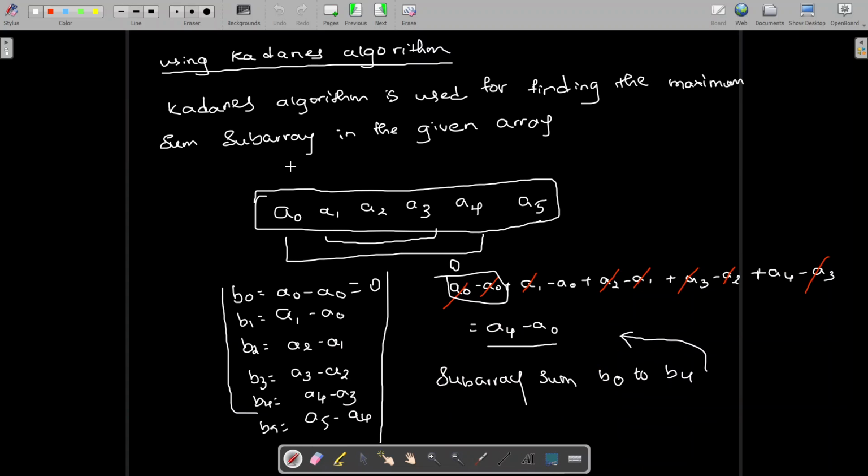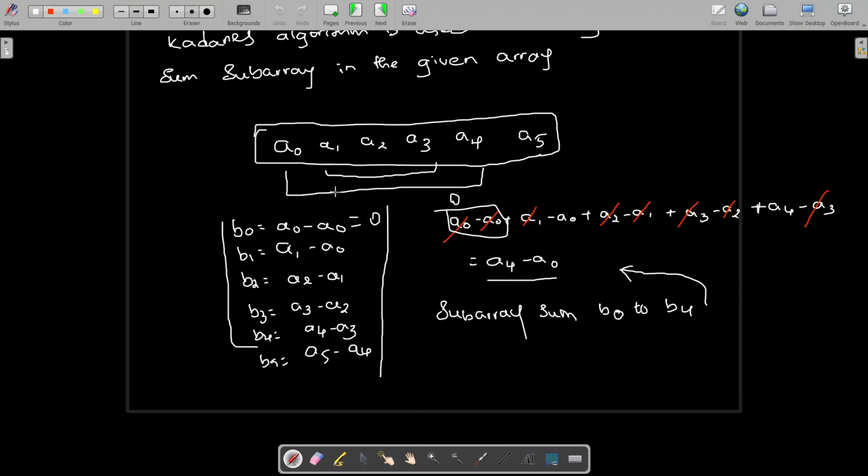So using Kadane's algorithm, what can we find? We can find the maximum sum subarray in the given array, right? So here how can we use that maximum sum subarray concept? Here we just require the buy and sell prices, right? We need to know only the buy price and the sell price. In order to get the profit, we need to sell at some point which will be greater than the buying price.